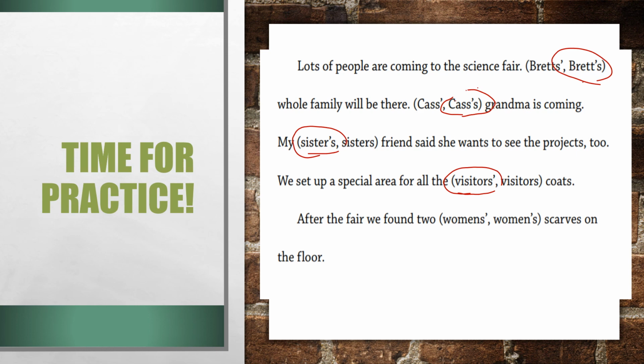After the fair, we found 2 women's scarves on the floor. These scarves belong to the women, and women is going to end in an N, so I need to do apostrophe S on that word.